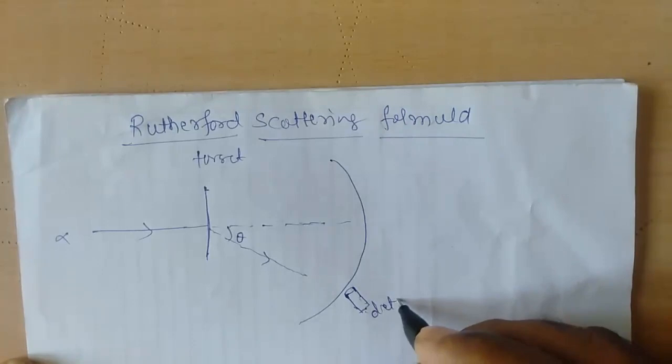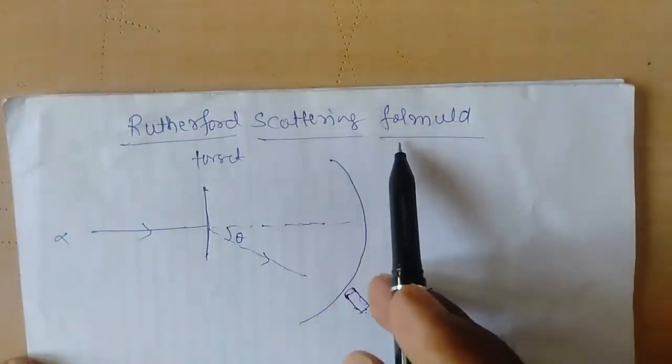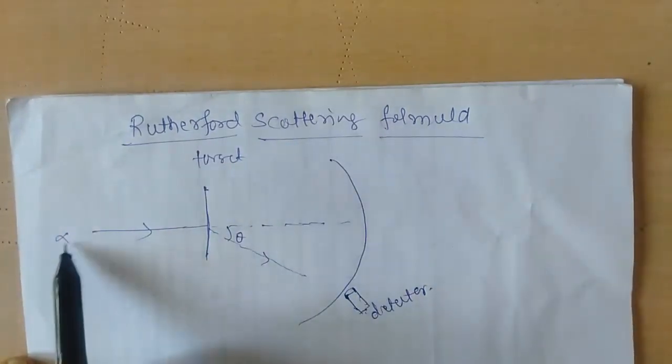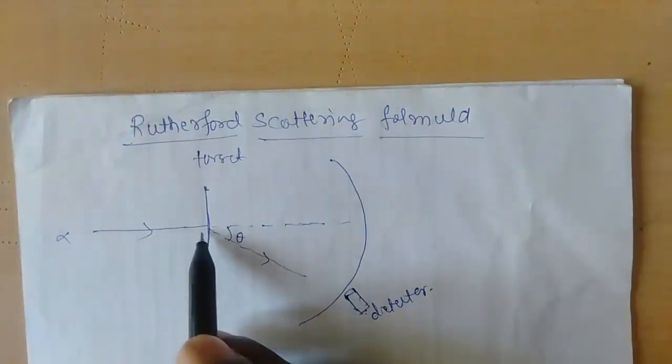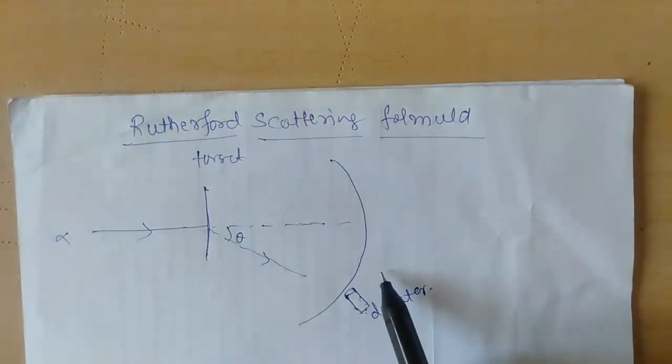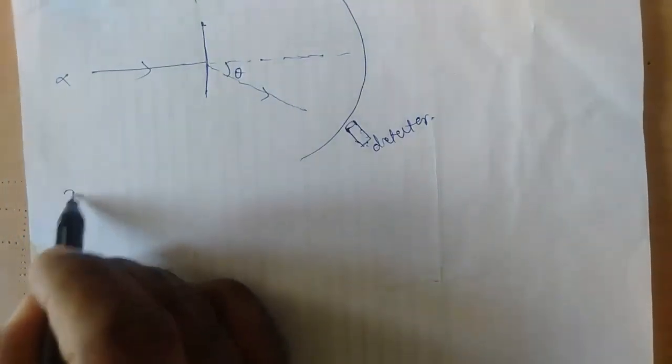This is the detector. Now, what does the Rutherford scattering formula actually say? If you are sending n number of alpha particles on this target, how many alpha particles are getting scattered, or striking the target, and at what angle are they getting deviated? This we are going to find out with the help of the Rutherford scattering formula. Now let us recall the important factor that we have discussed.